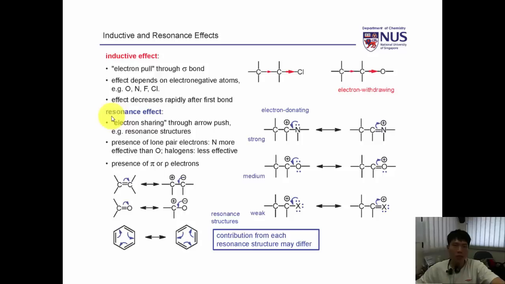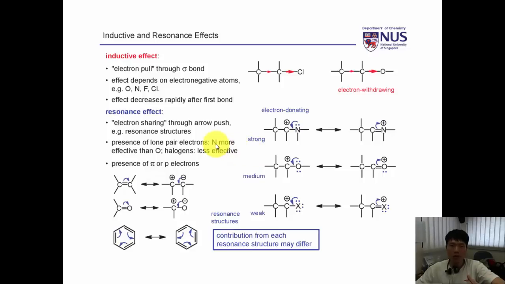Now we have the resonance effect. This means that you have some sort of electron sharing through arrow pushing. So that's what gives rise to resonance structures. You find the resonance effect when you see lone pairs of electrons, pi bonds and empty orbitals.